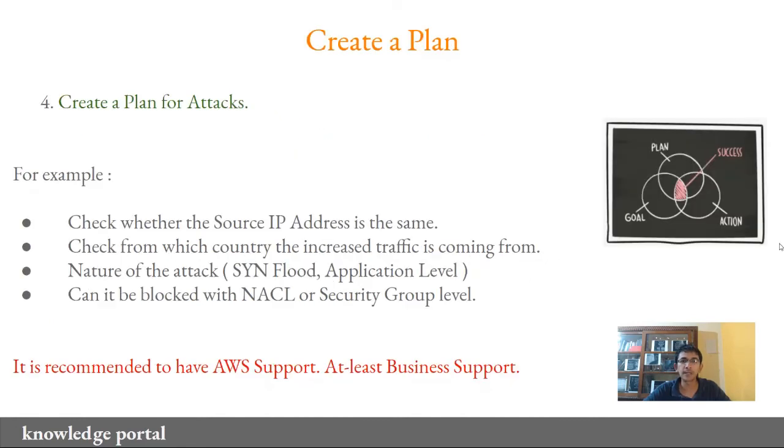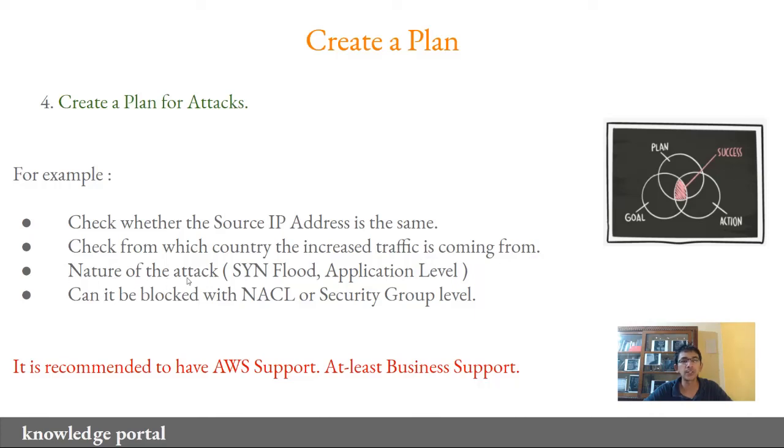The fourth important pointer here is to create a plan. If you're getting a DDoS attack, what is the next step that you can perform? The first is to check whether the source IP address is the same. Typically this can be considered in a DoS attack, but in a distributed denial of service attack, you will have a wide variety of IP addresses. So again, you can verify whether a single IP address is making multiple requests. Second is you can check from which country the increased traffic is coming from.